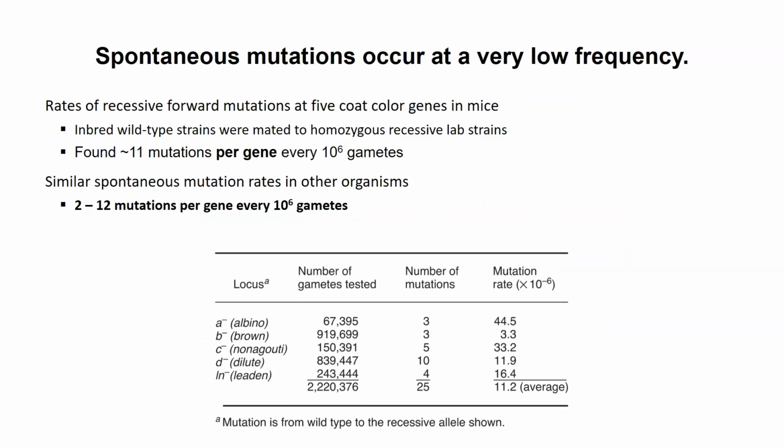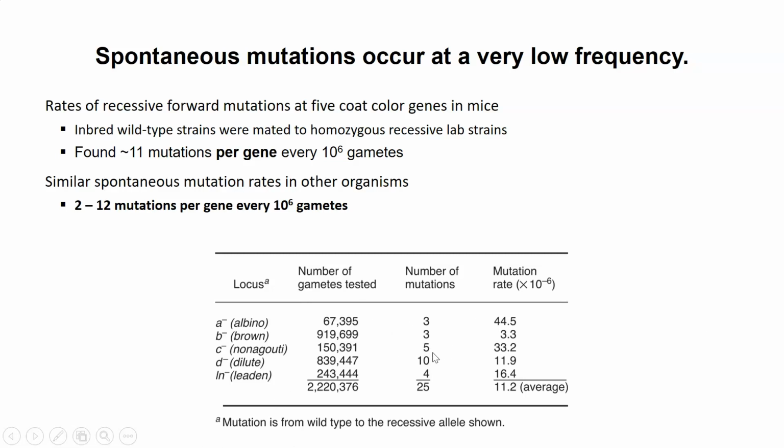This slide is just illustrating a famous experiment that was done in mice, in which they looked at mice with different fur colors and the gene that was known to control that fur color. This was done in places that had very large mouse colonies. And they checked for the number of mutations and the number of gametes, or offspring essentially, that were involved in that observation. And this was done for 5 different genes.